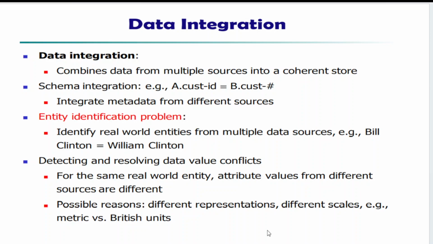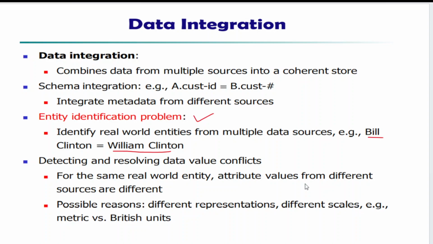So that's why we get one problem, which is called the entity identification problem. This is the problem I get whenever I try to match data from multiple sources. If I want to identify real world entities from multiple data sources, see here, Bill Clinton is there and William Clinton is there. We know that both are the same, but they are represented in different manners. This is called the entity identification problem.